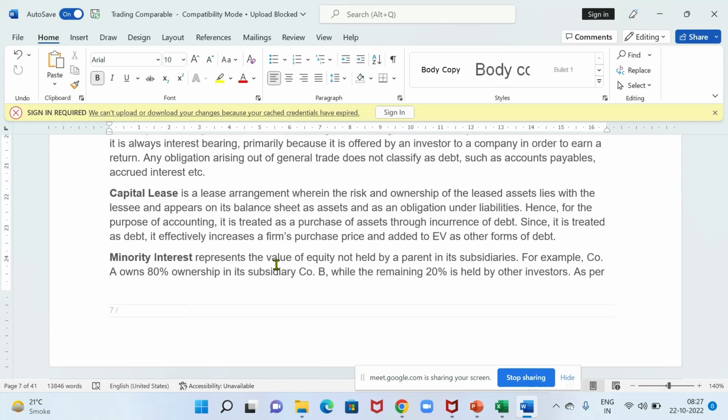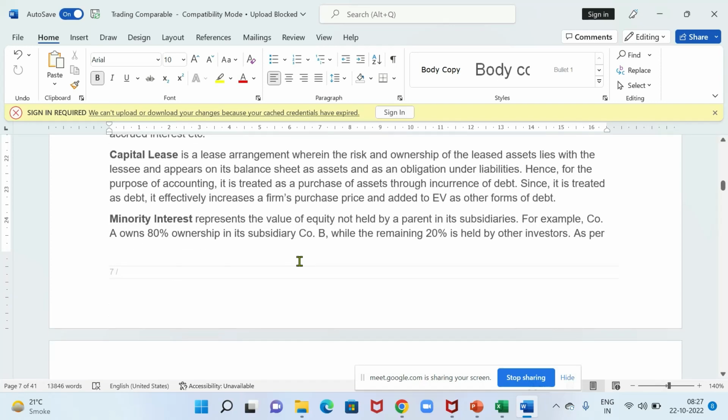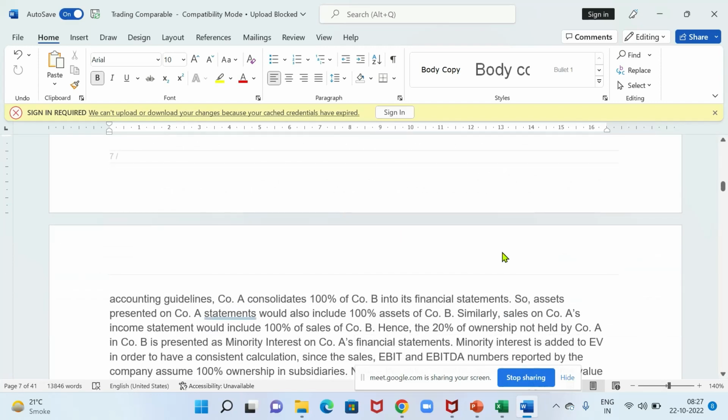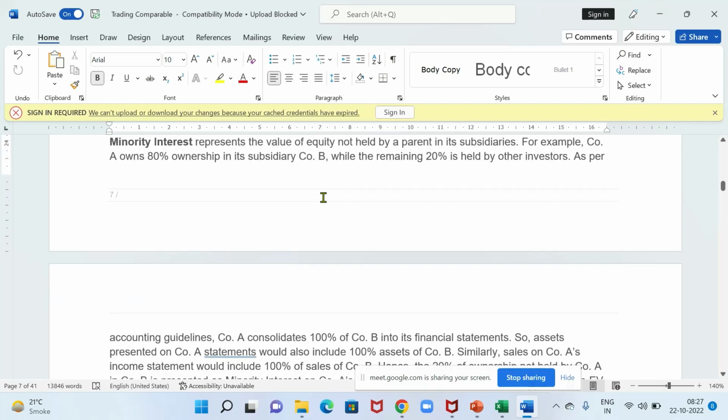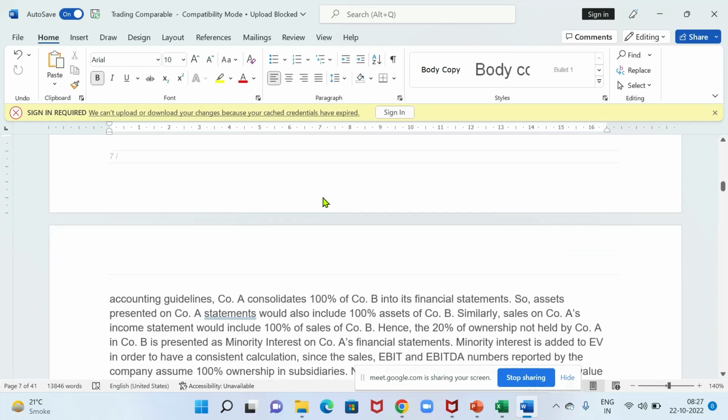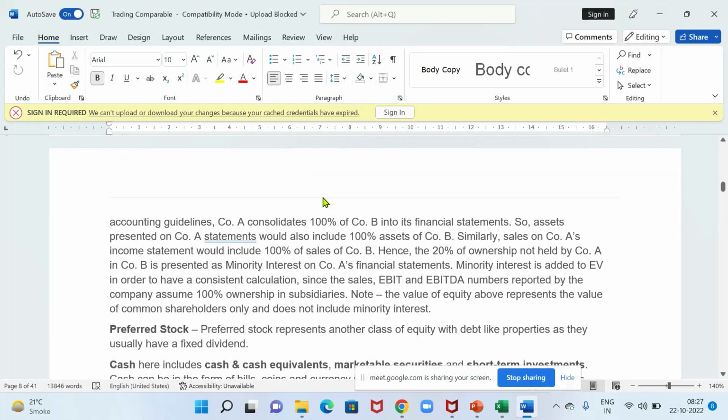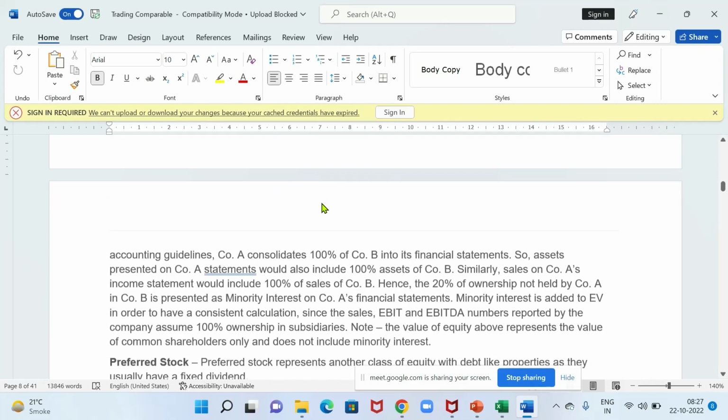Minorities we would cover that again. Minority is basically the value of the equity that is not owned by the company. For example, company A owns 80% ownership in B, so the remaining 20% is held by other investors. Hence, as per accounting guidelines, we need to consolidate 100% of B in A, but the 20% is not held by A, so it has to be shown as NCI, non-controlling interest.